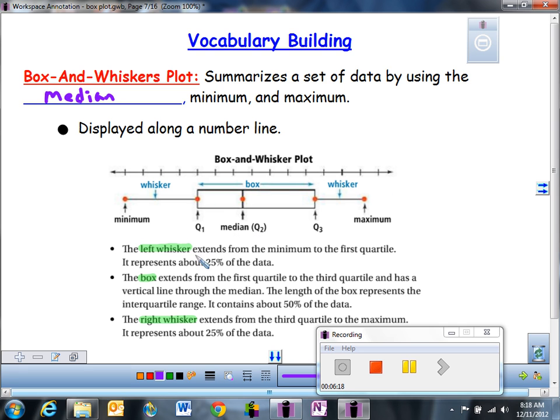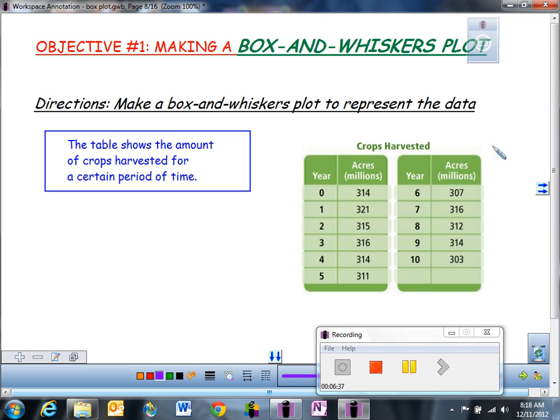The left whisker extends from the min to the quartile 1, and it represents 25% of the data. The box extends from Q1 to Q3, and that represents 50% of the data. And then the right whisker is Q3 to the max, which is also a fourth of the data. So we need to be able to make box and whisker plots.